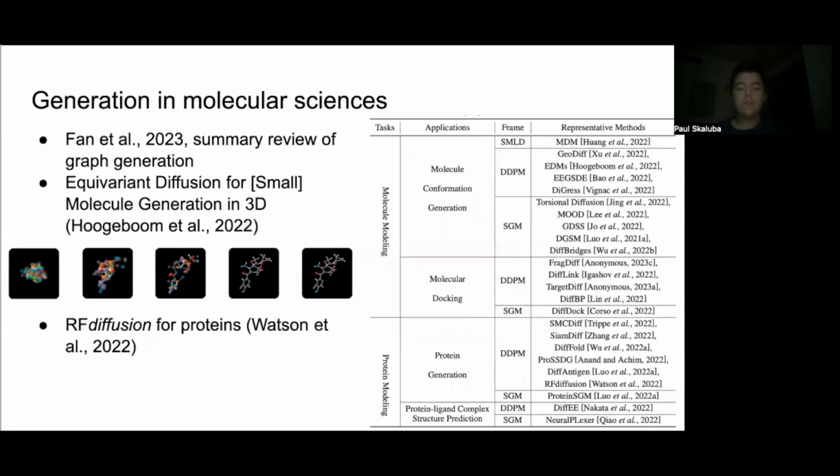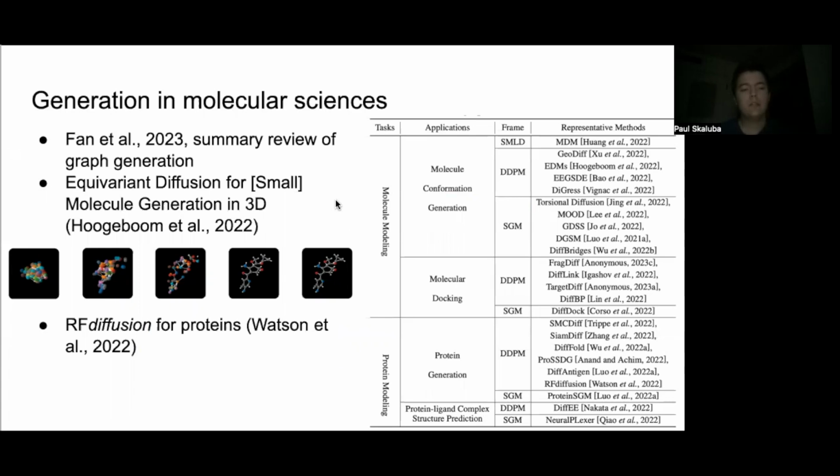Generation on graphs was summarized in a good way in a 2023 review that pointed out the use of all three frameworks of diffusion models, such as score matching with Langevin dynamics, denoising diffusion probabilistic models, and score-based generative modeling for tasks such as molecule conformer generation, molecular docking, protein generation, and protein-ligand structure prediction.